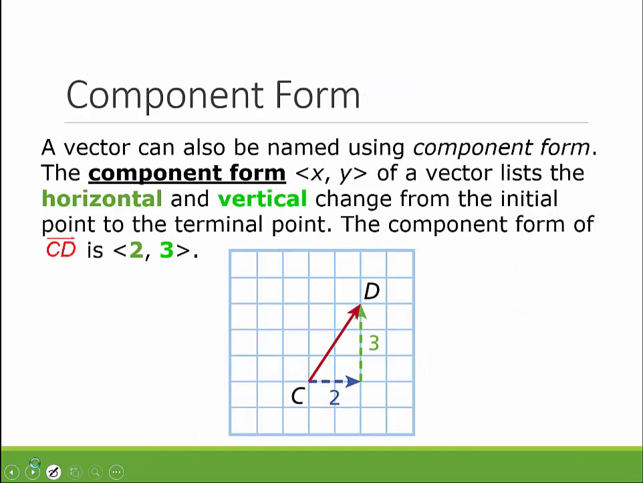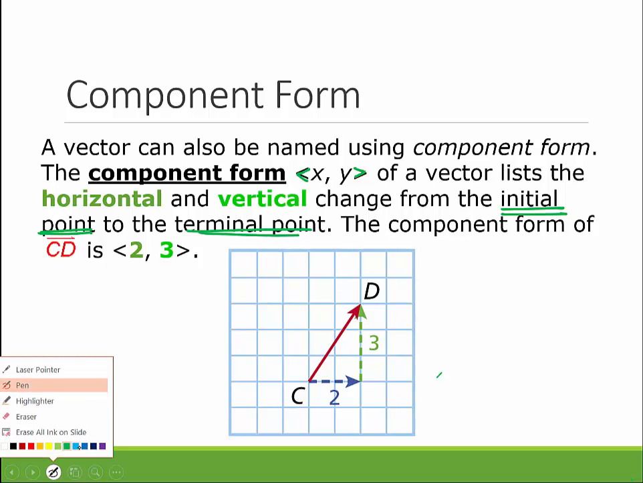So a vector can be named using a component form. The component is an X and a Y, and it kind of looks like a coordinate point, except instead of parentheses, we have almost like the greater than and less than symbols there. But it lists the horizontal and vertical change from the initial point to the terminal point. And that's important. It starts at the initial point and goes to the terminal point.